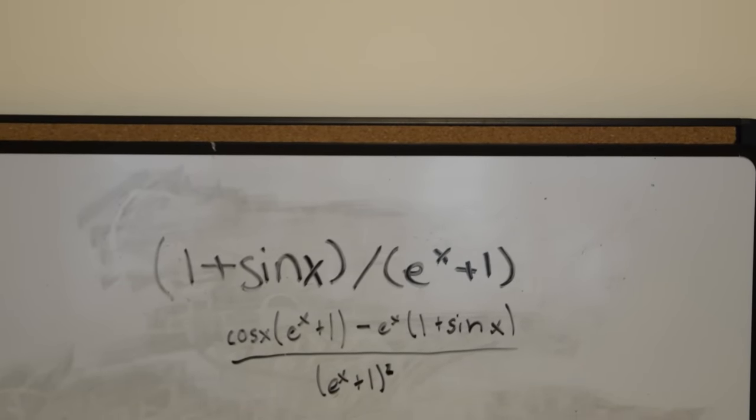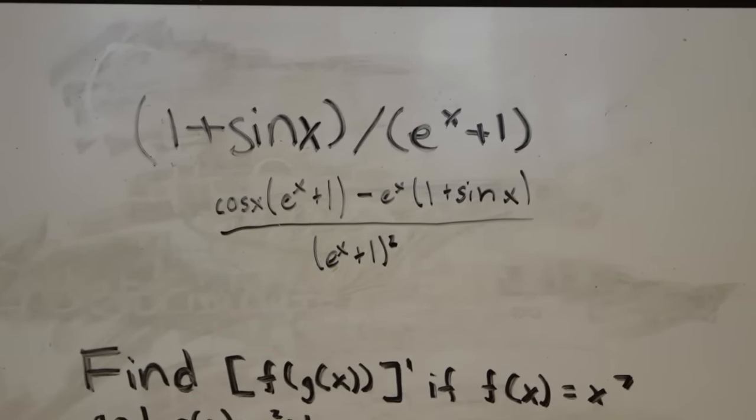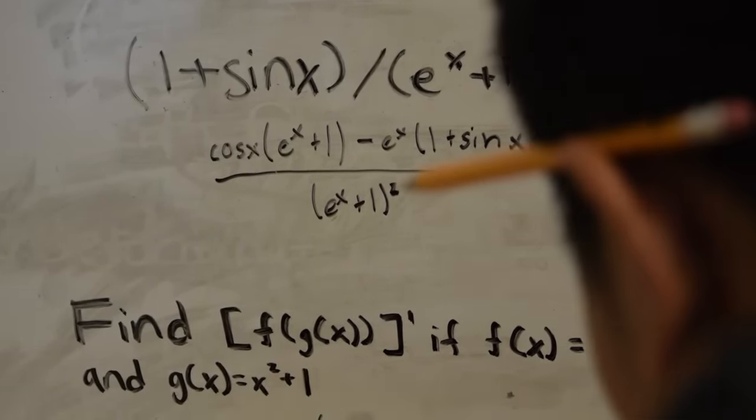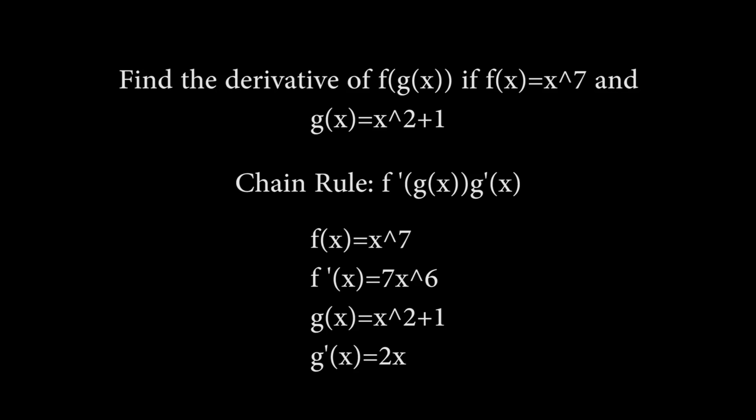All right, great. What about the second problem? Oh, even easier. Here we have two simple functions, so you really could just make it fg of x and then find the derivative of that, but because the chain rule exists, we can do it that way as well. We have f of x being x to the 7th, f prime of x being 7x to the 6th, g of x being x squared plus 1, and g prime of x being 2x. So when you plug that into the chain rule, you get your answer.